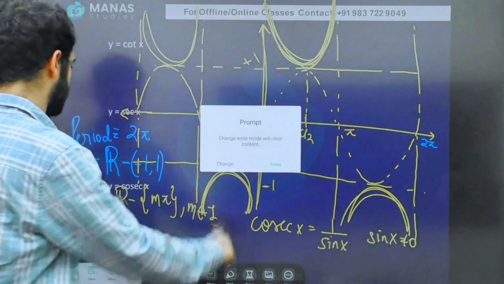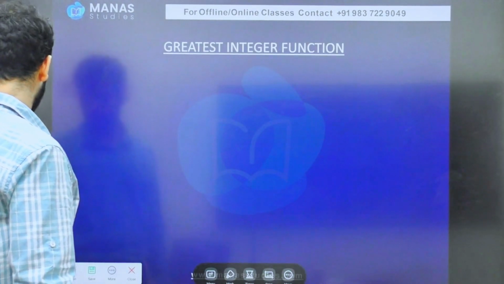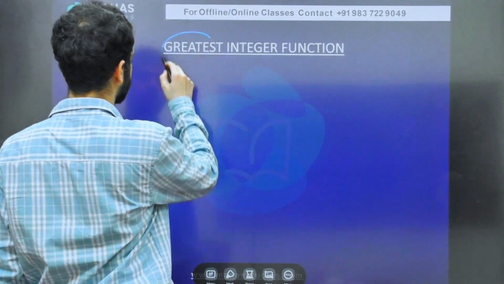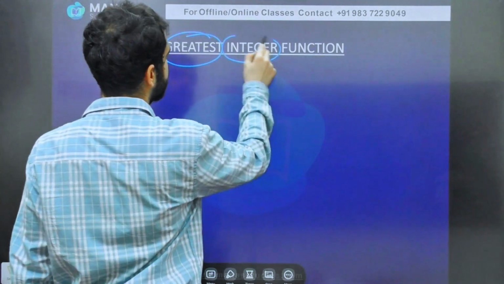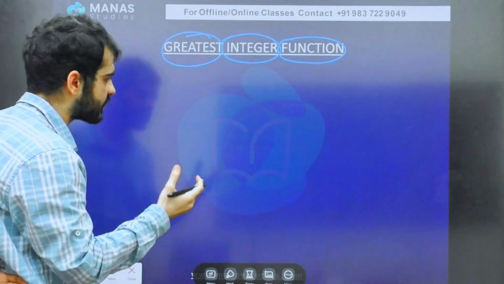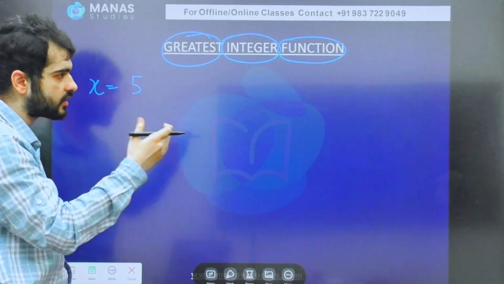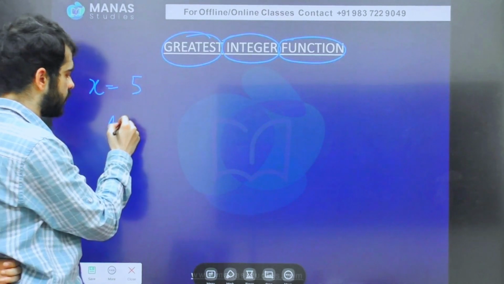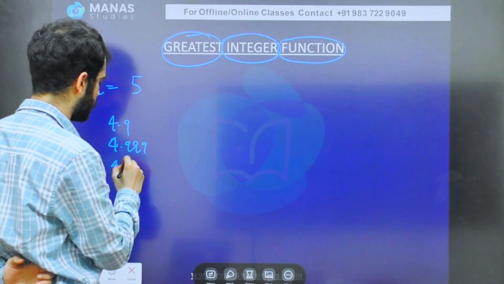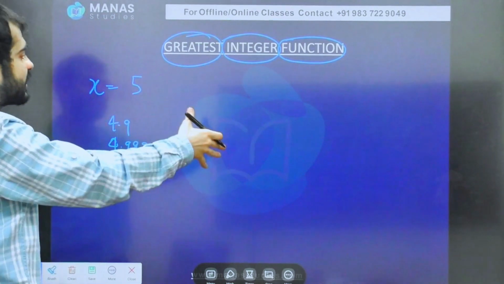Let's move forward. Now we are going to discuss the greatest integer function. Let's look at this term and try to figure out what it could mean. Greatest integer function. So if I say, what is the greatest number till the number 5, I'm saying x is equal to 5. Now what is the greatest number till 5? It could be 4.9, it could be 4.99, it could be 4.99999 and so on. So we cannot actually say that this is the greatest number.